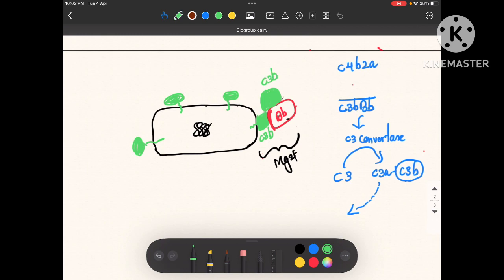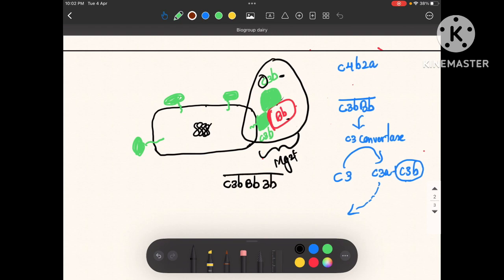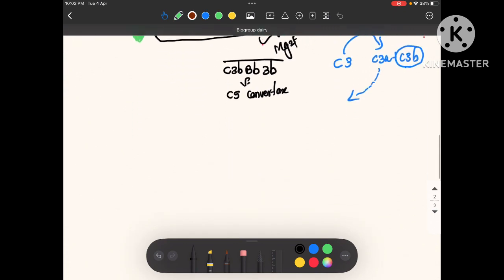So what is this complex called? Now the complex is C3b Bb C3b. This complex is known as C5 convertase. We know the function of C5 convertase: it will cleave the circulating C5 complement into C5a and C5b.